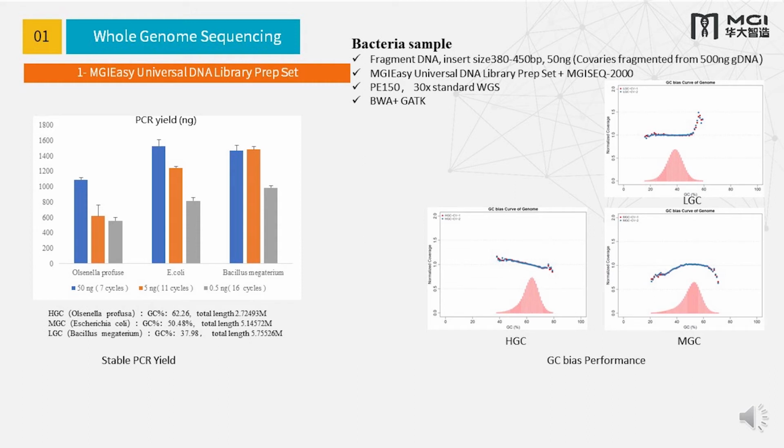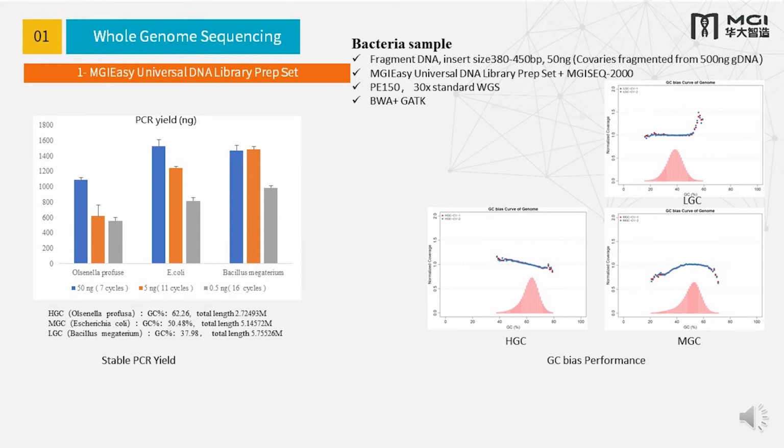it's not very low. We have lower some other bacteria, but still you can see I think the GC bias performance actually is similar to the whole GC scan of the bacterial genome.